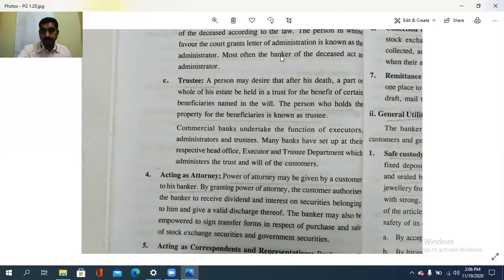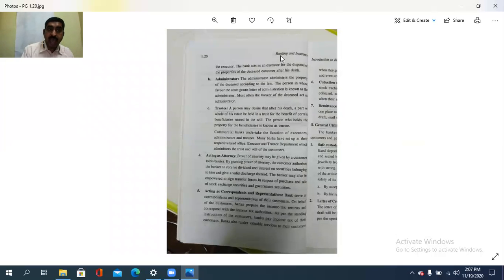Then commercial banks undertake the function of executors, administrators, and trustees. Many banks have set up at their respective head office an executor and trustee department, which administers the trust and also the will of the customer. So that is the case. So clear: administrator, executor, and trustee. So this is the thing with regard to the agency services.